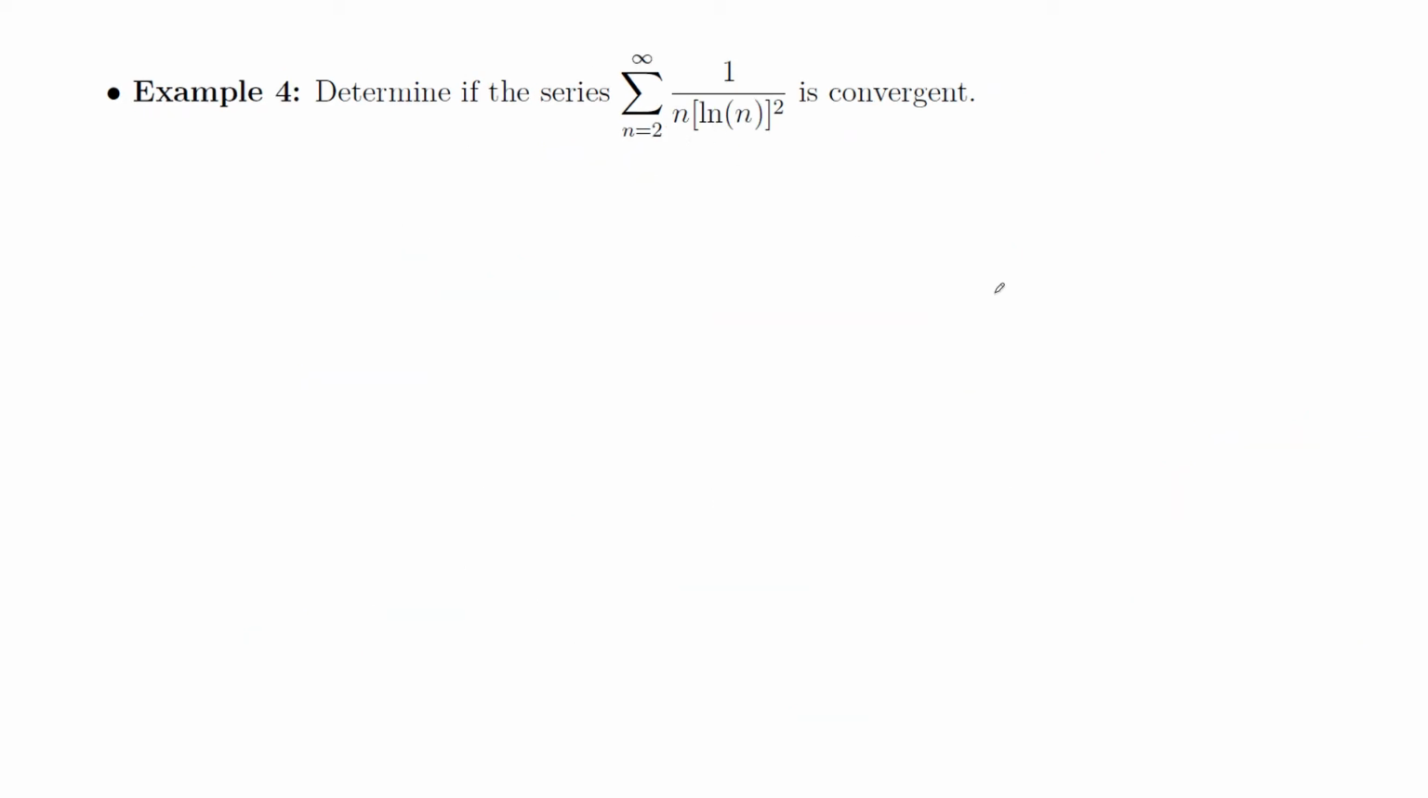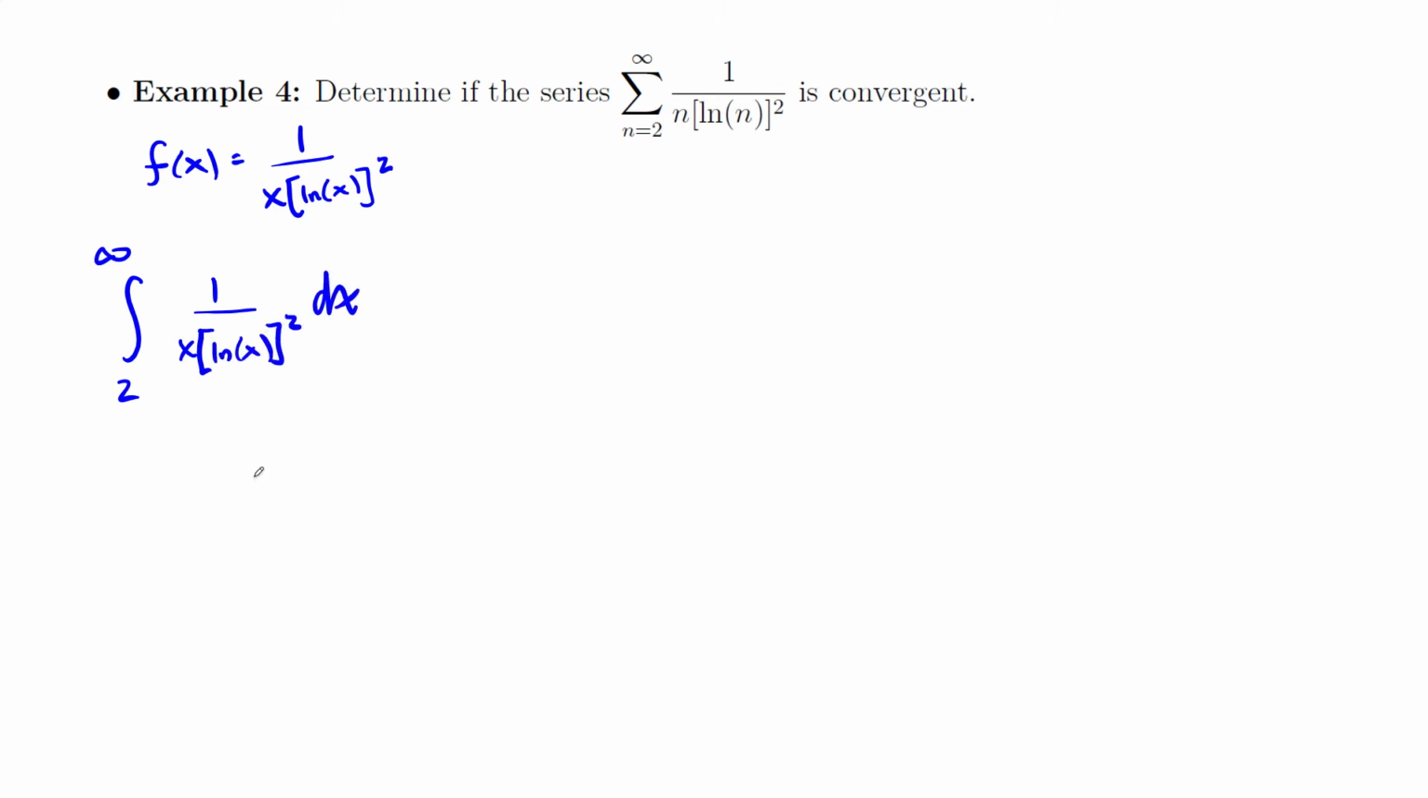All right, here's another example. So that last one was divergent. Let's see if we get divergence here as well. So we want to determine if this series is convergent, right? So we'll consider f of x is equal to this. So that's the function we're going to work with. We're going to integrate from 2 to infinity of 1 over x times the natural log of x squared dx.